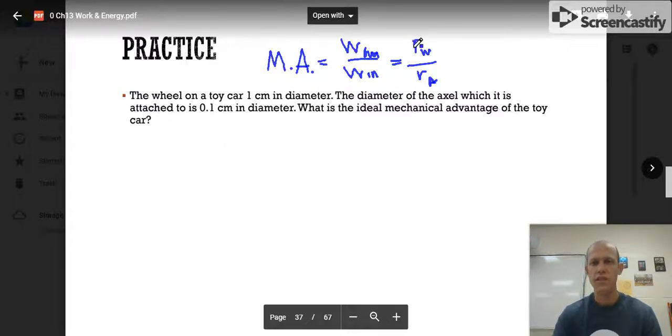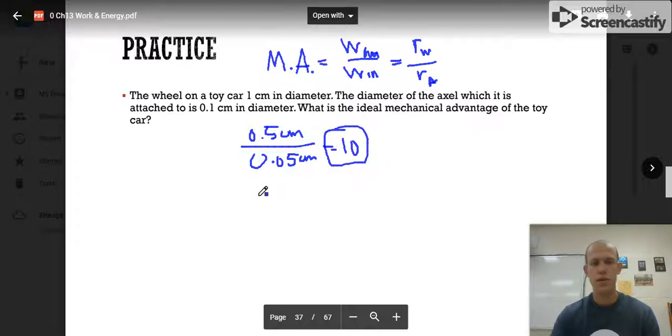So we have to take the radius of the wheel divided by the radius of the axle. So remember, our labels are going to cancel, so it doesn't matter what our labels are. Centimeters is fine. Mechanical advantage is only a number. So I will have 0.5 centimeters for the radius of the wheel divided by 0.05 centimeters for the axle. And when we do that, we will get out 10. So that is our mechanical advantage for this problem.